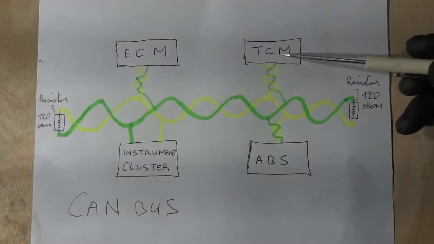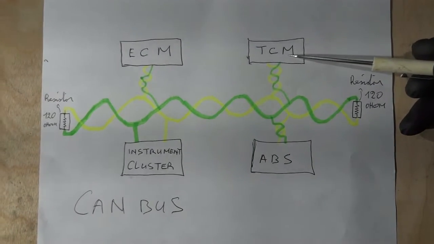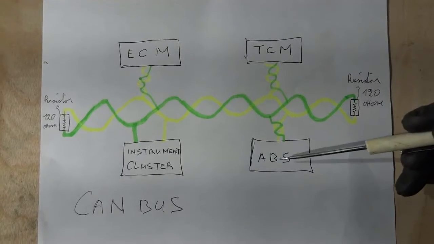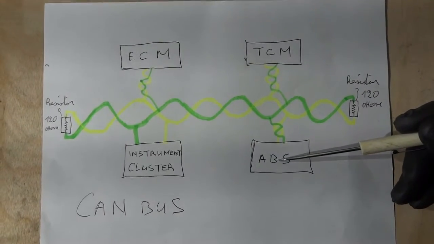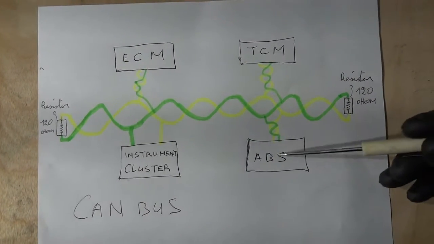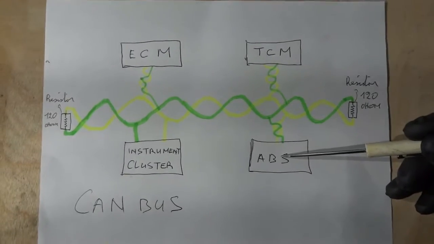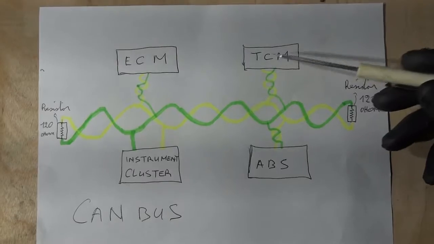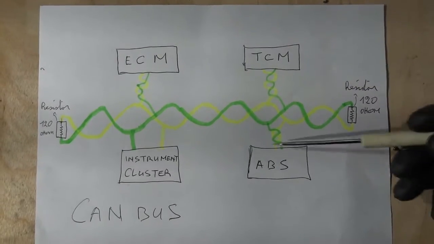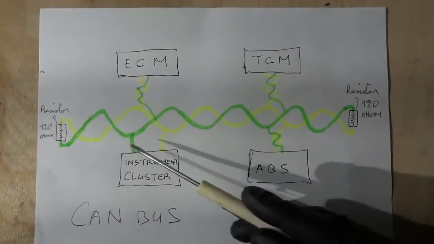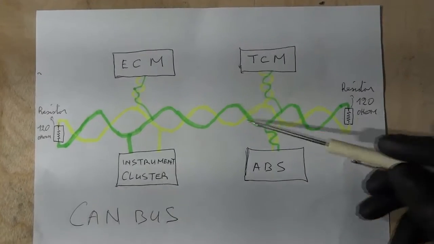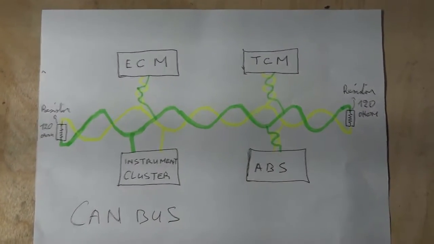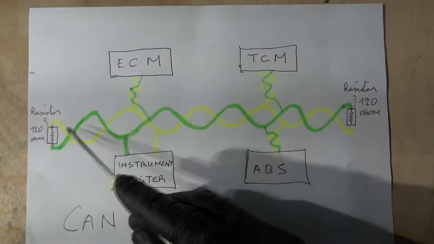If the transmission control module wants to know the wheel speed, it's going to get that information from the ABS control module. And if the ABS control module wants to know the gear that the vehicle is in, it's going to get that information from the transmission control module. So they talk back and forth, and they send a small voltage in the network to talk to each other. Now, let's talk about these resistors.